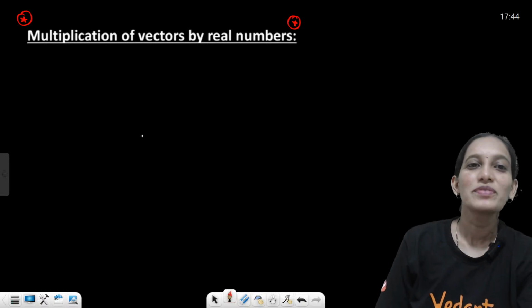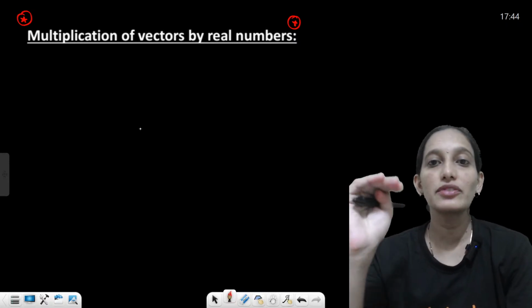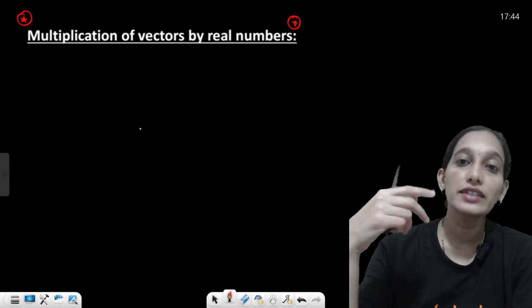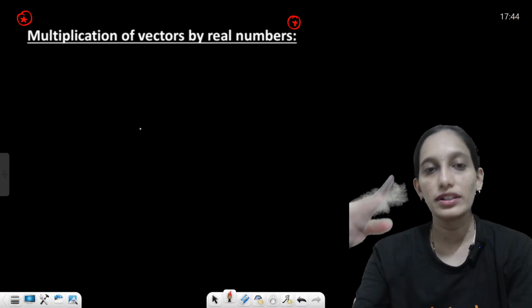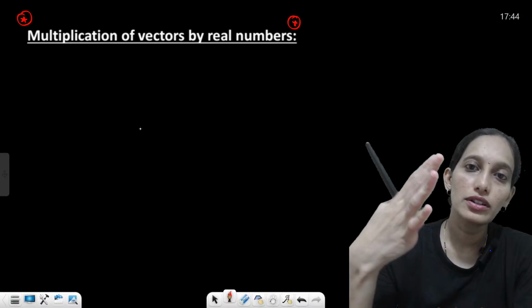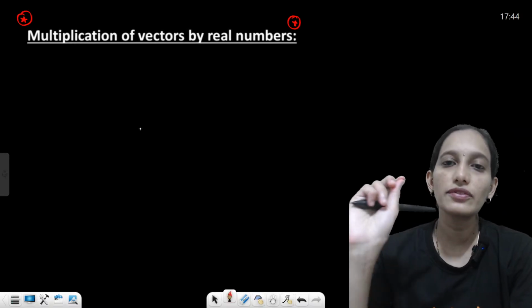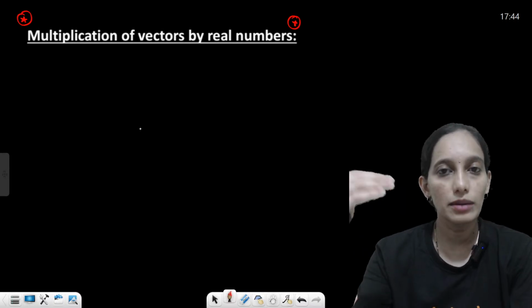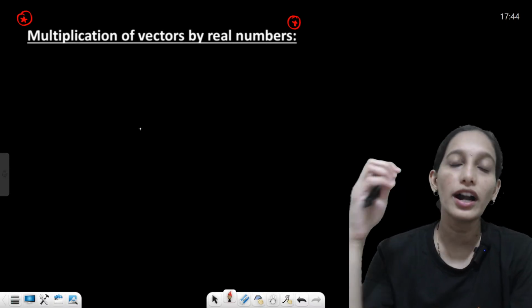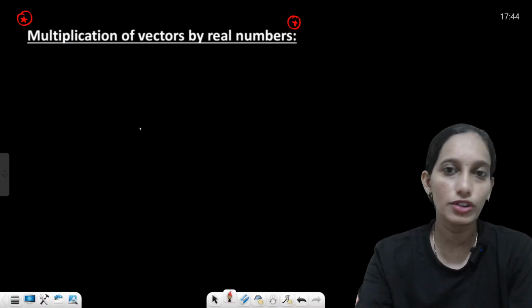Okay, so multiplication of vectors by a real number we are discussing here, but vector to vector multiplication is also there. There are two types of vector to vector multiplication. One we call the dot product, and the other we call the cross product, which is very important and comes in the subsequent chapters, and you have to remember all those things till the end of your second PUC or your competitive exams.